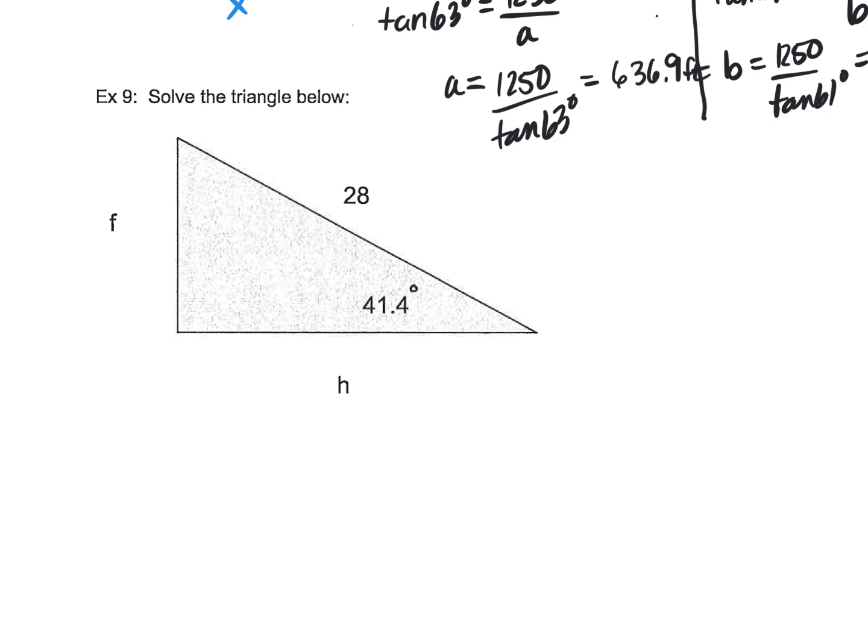We're on the last problem, I think. Okay. So see if you can solve for F and H.